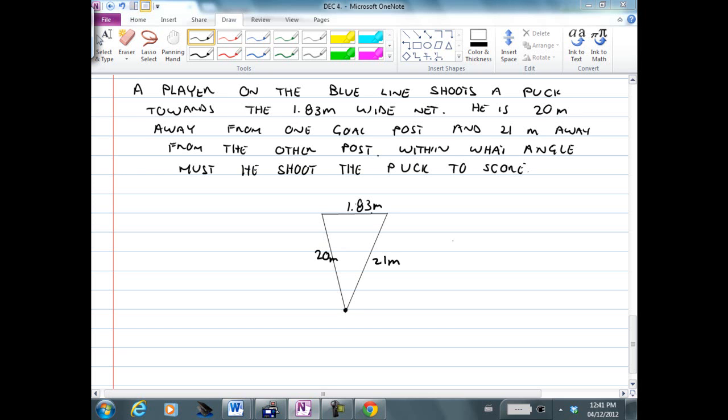Now, the next thing they say is what's the angle that you have to shoot at in order to score in the hockey goal? Well, the angle is going to be this angle right there.